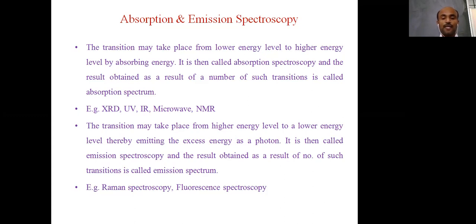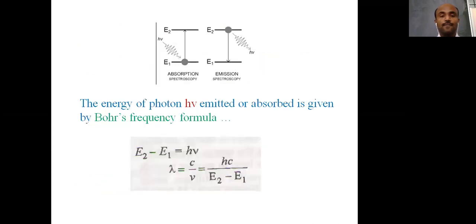Now, second type is emission spectroscopy. The transition may take place from higher energy level to lower energy level by emitting the excess amount of energy by the photon. So, if the molecule is already in excited state, then it emits energy and comes to ground state or comes to lower energy state. So, the transition from higher energy state to lower energy state via emission of excess energy is observed in this type of spectroscopy, that is called as emission spectroscopy. Raman spectroscopy and fluorescence spectroscopy are the types of emission spectroscopies.